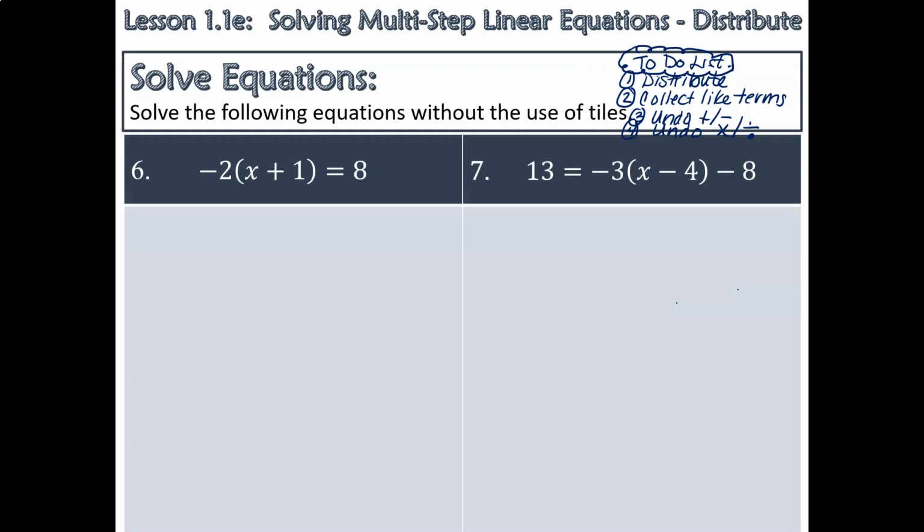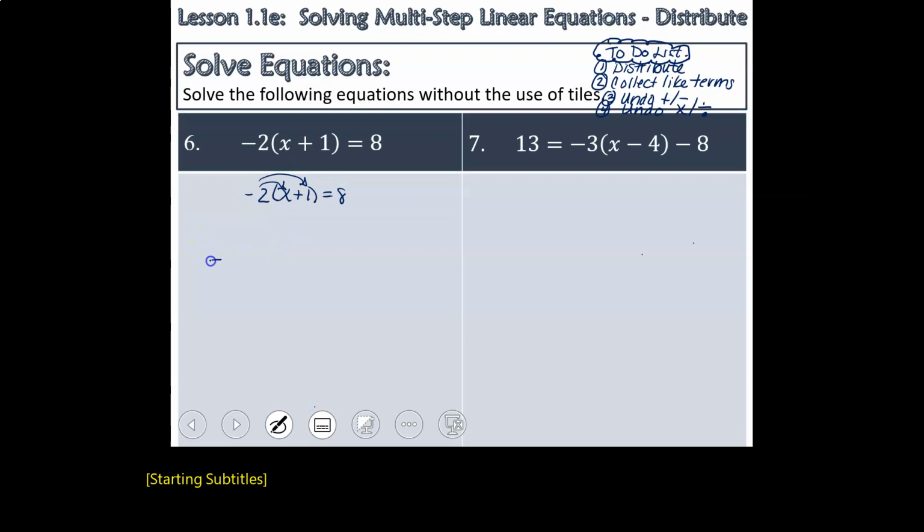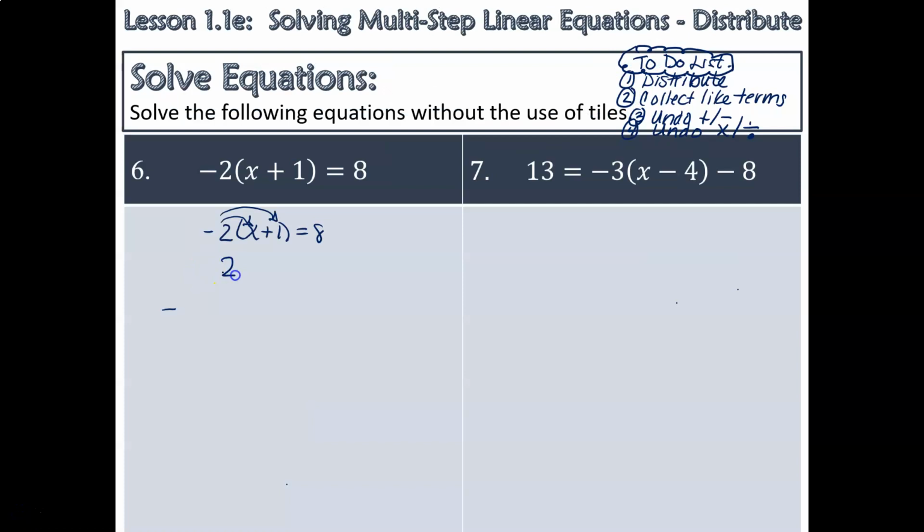So let's look at number 6 again on page 31, the bottom of page 31. I'm going to rewrite this. Okay, distribute means to take the number that is bumped up right against the parentheses and multiply it by each term inside. So we're going to take negative 2 times x, which is negative 2x. Negative 2 times positive 1 is negative 2. So we distributed. There are no like terms to collect, so we can skip step 2.